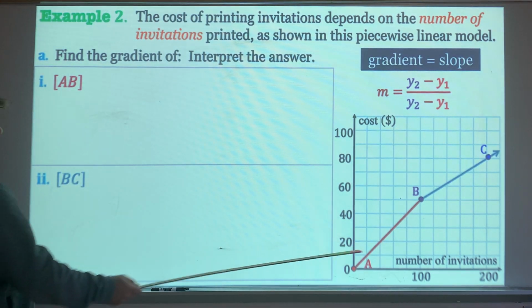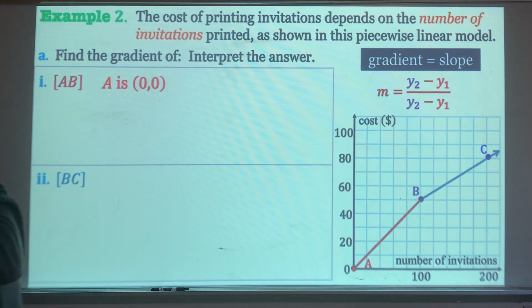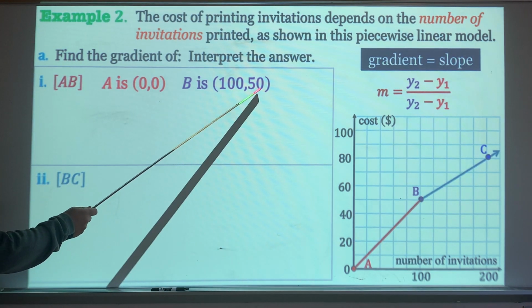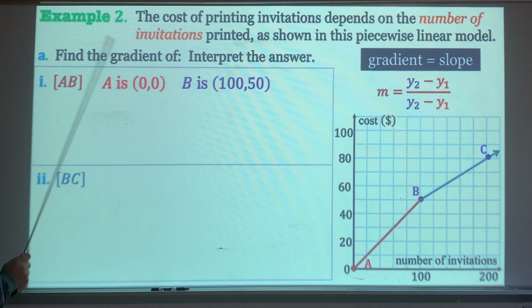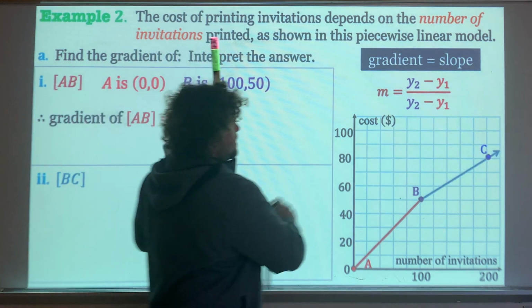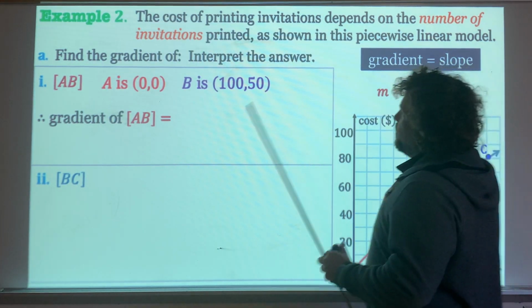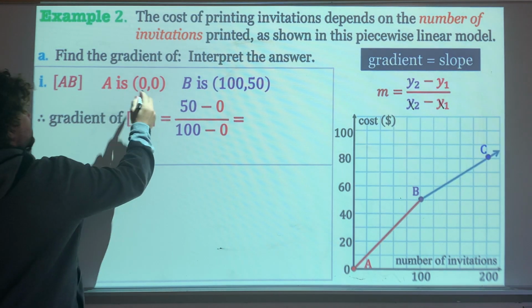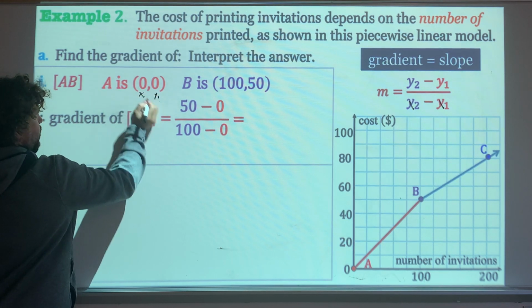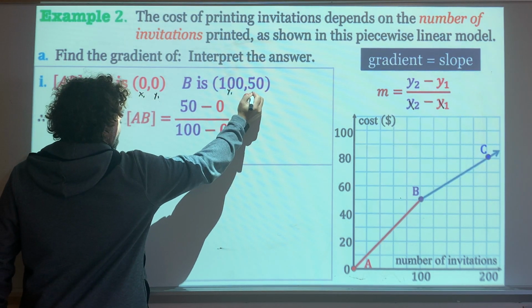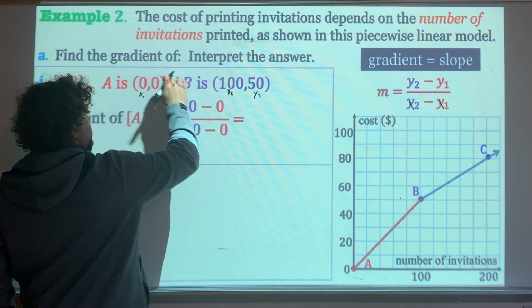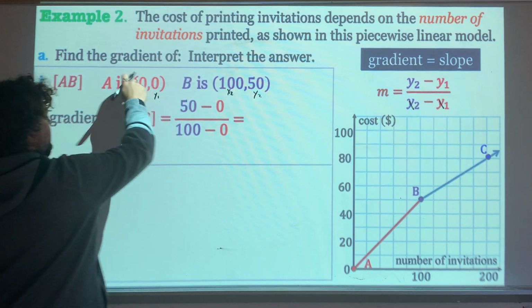So in this case, point A right here is at the origin, it's at 0, 0. Point B right here is 100 over and 50 up. So this is my x1, y1, it just means 0, 0. And this is my x2, y2, so my second point, my first point. y2 is 50, minus y1 is 0. 50 minus 0, 100 minus 0.